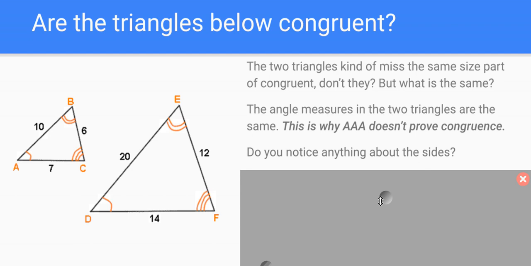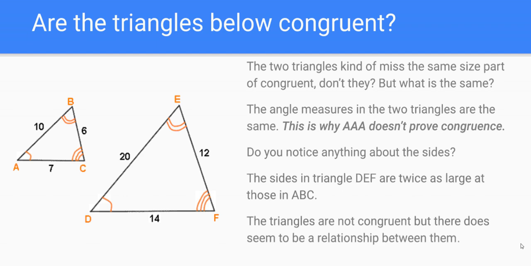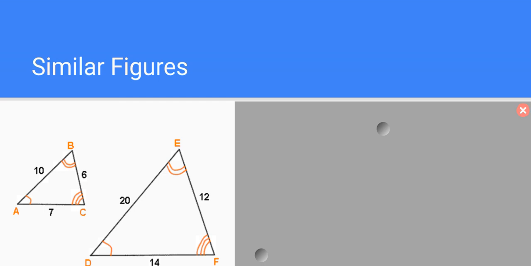If we go back to the sides again and take a look at the corresponding sides, AB corresponds to DE, BC to EF, and AC to DF. If we look at the side lengths in triangle ABC, and then at their corresponding side lengths in DEF, you might notice that they are half, right? ABC's lengths are half those of DEF. So while there's not congruence, there is something going on here. There does seem to be some sort of relationship, and as you can probably figure out, they are what we call, in the business, similar.